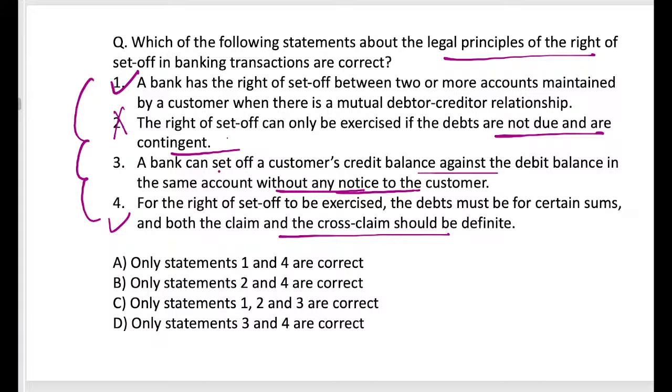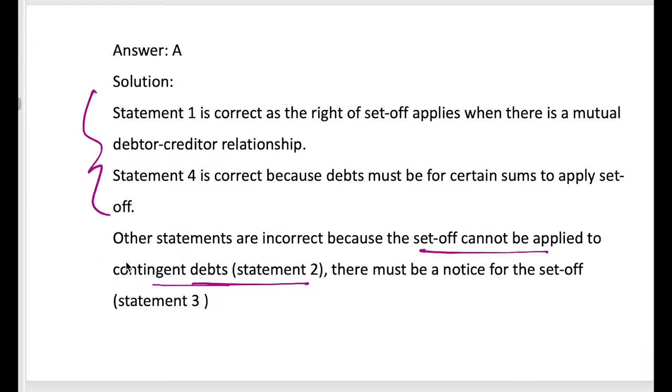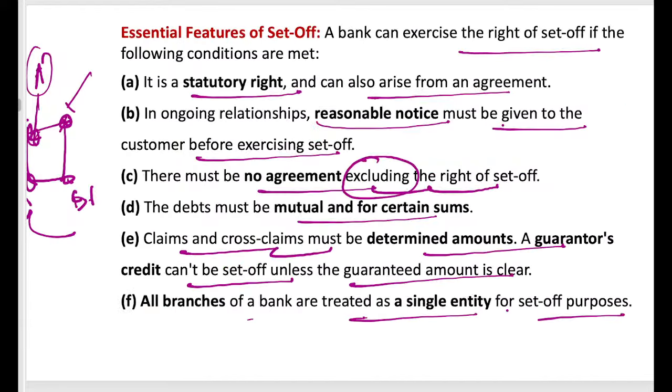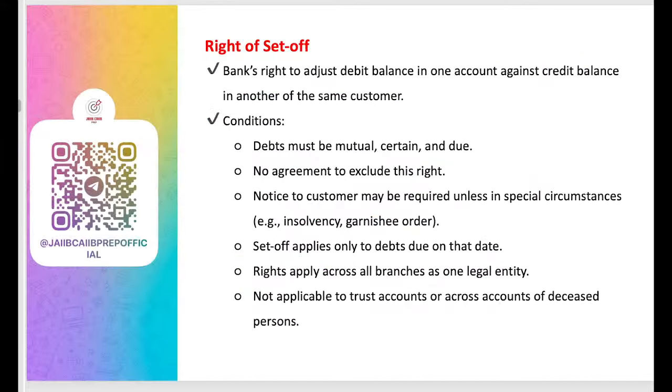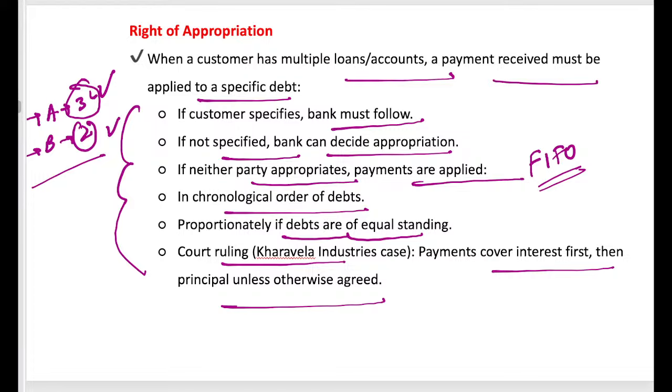A bank can set off customer credit against the debit balance in the same account without notice, ठीक है, so without any notice you cannot. So 1 and 4 means option A will be the right answer for this one. Correct statement जो हमें ढूंढनी थी, ठीक है. So you need to go through all these particular ones.